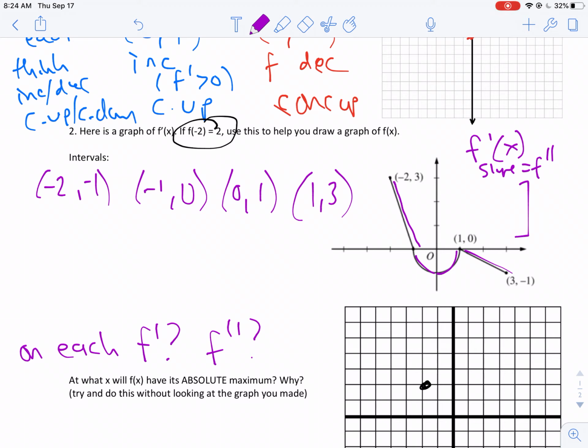So again, if we're above the graph, f prime is positive. If we're below the graph, f prime is negative. And again, f double prime is the slope of f prime. Does this graph have a positive or negative slope?